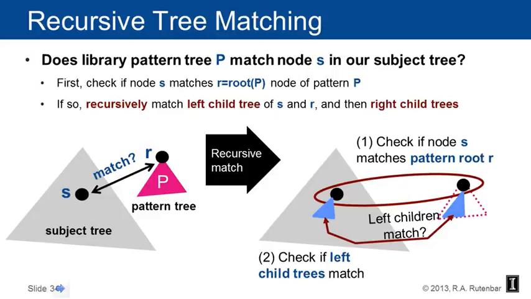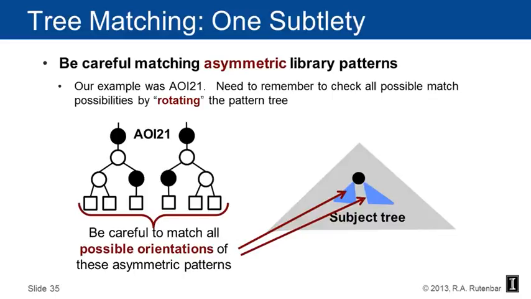So the first thing you do is check if the pattern root matches the subject root, and then you recursively check if the left child matches, and then you recursively check if the right child matches. I'm not showing a little dotted line like I did before. And that's it. It's not that complicated because the patterns are themselves not very big trees, and you just apply it.